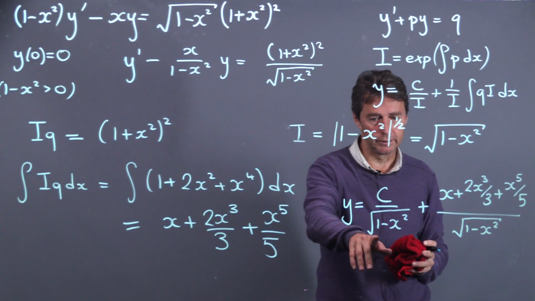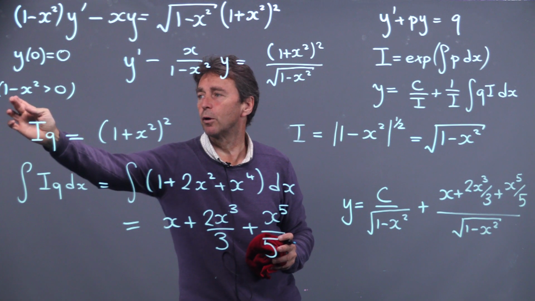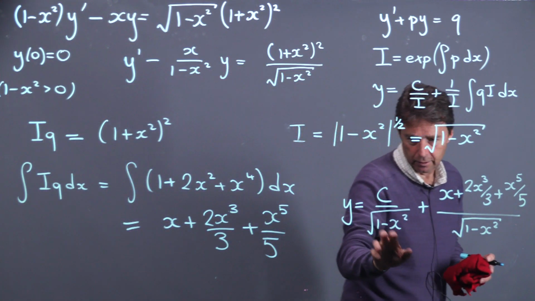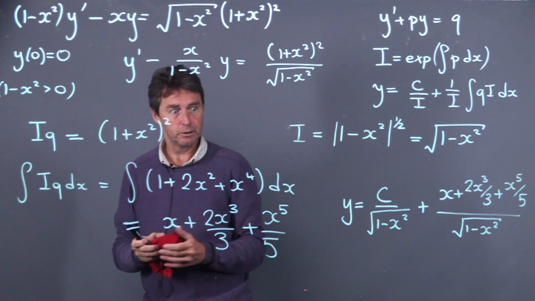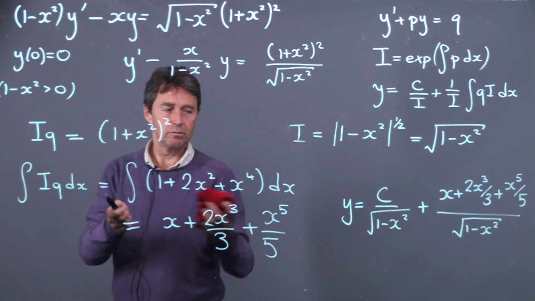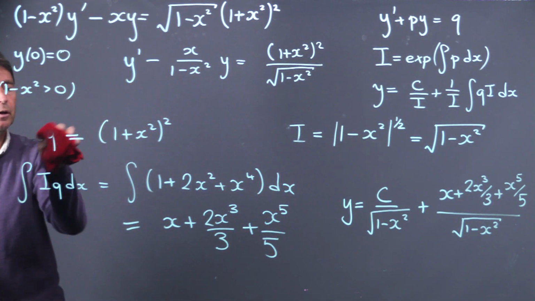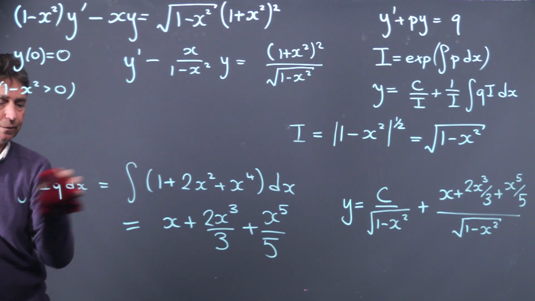At this stage, you see that it wasn't just the differential equation that only made sense when 1 minus x squared was positive. The solution that I found only makes sense when 1 minus x squared is positive. So there's a limited range of validity of the solution, that function. That's sometimes what you find when you solve these types of problems. There's a domain that's defined for the solution.